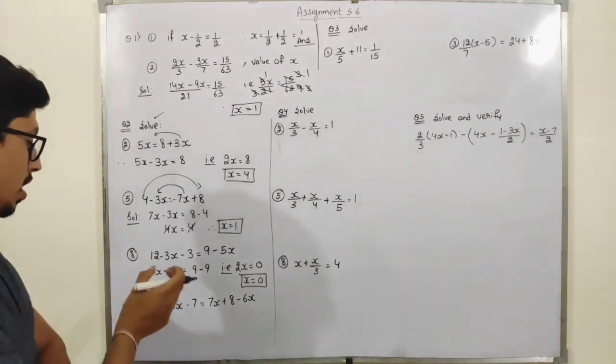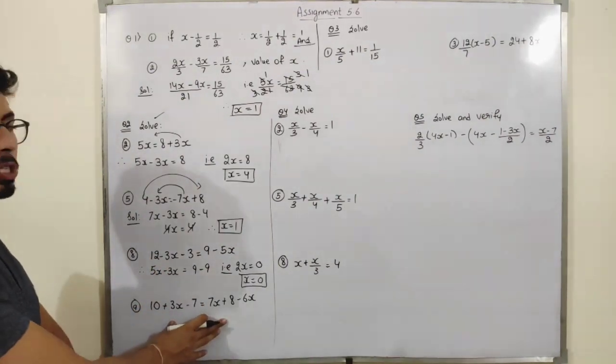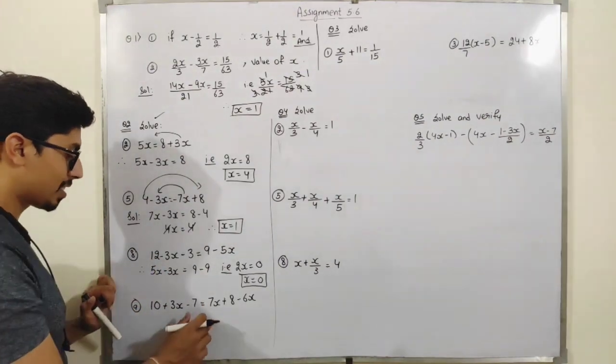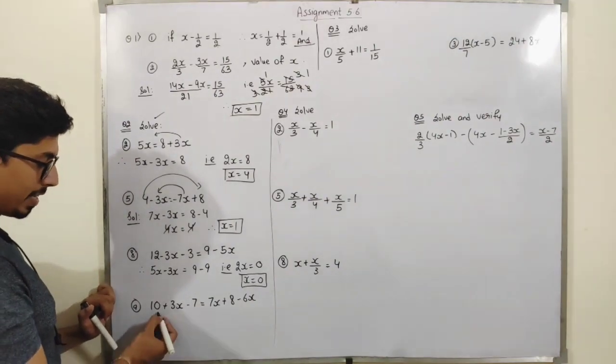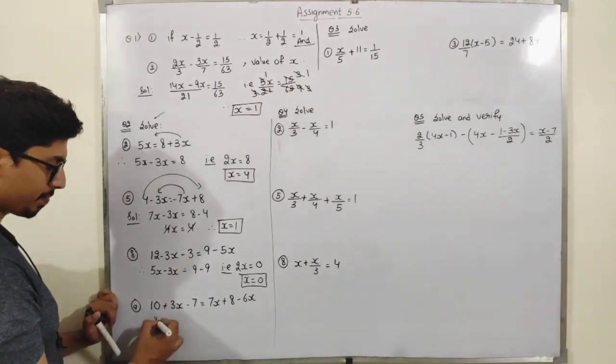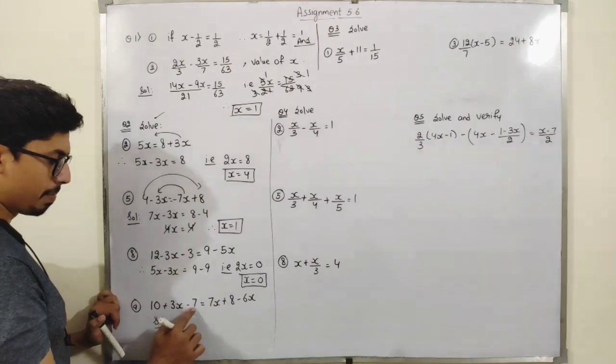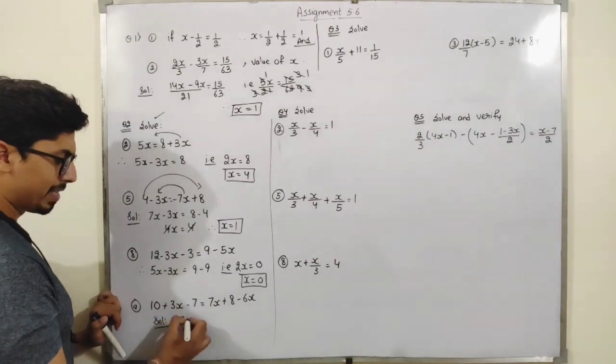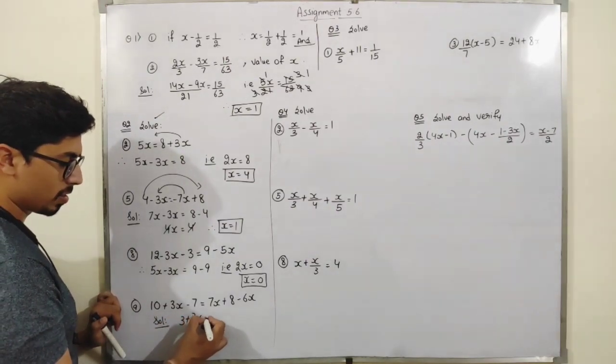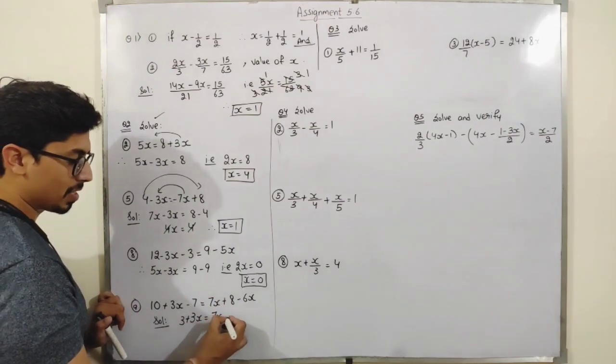Okay, students. Now the last part of this particular question, question number second, students. See, 10 minus 7 is 3. 10 minus 7 is 3 plus 3x as it is. This 7x as it is.